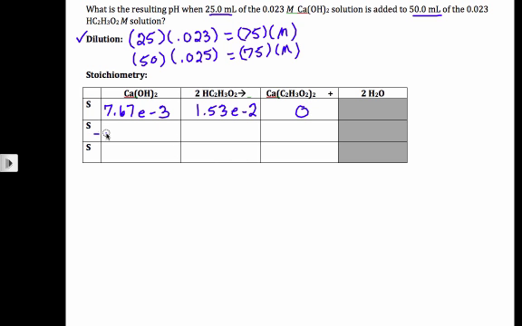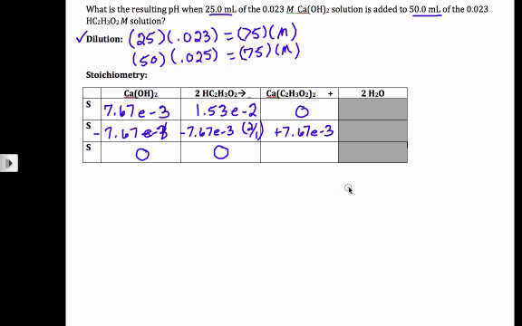Now, I've got to subtract 6.73 times 10 to the minus 3, and that same amount here, but don't forget, this time we actually have a mole ratio. We've got a mole ratio of 2 to 1, and then plus 7.67 times 10 to the minus 3. Now, this is a complete neutralization. We did not make a buffer.